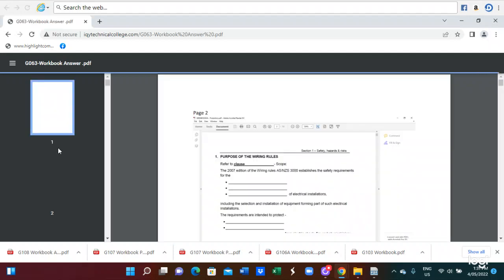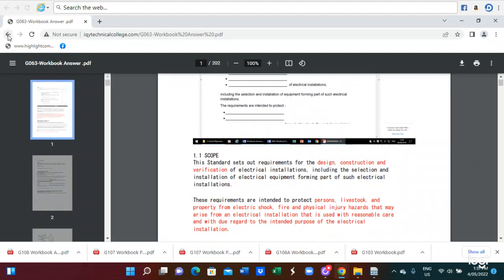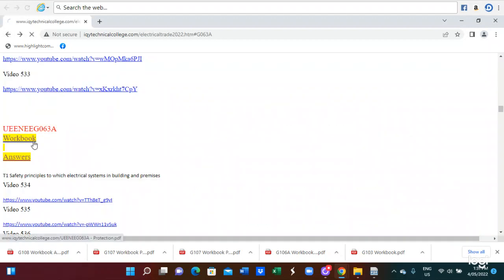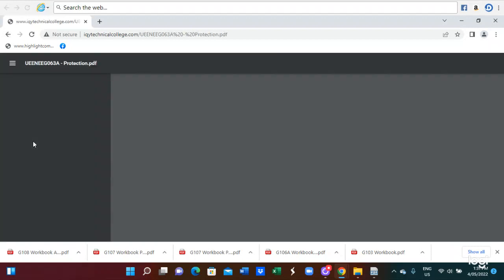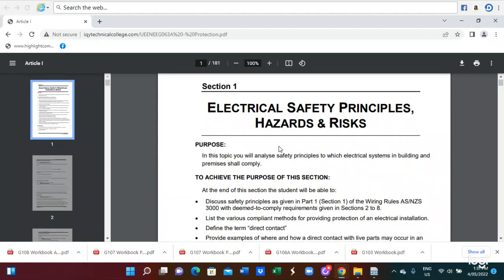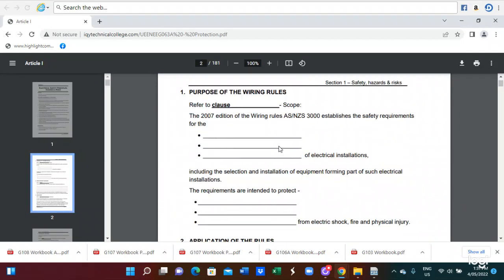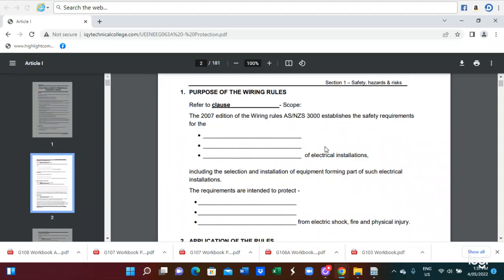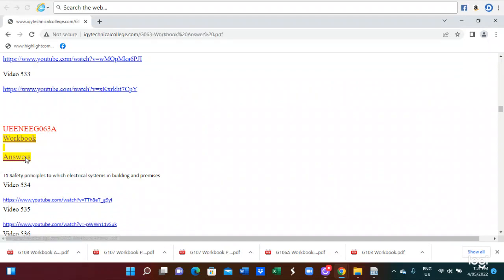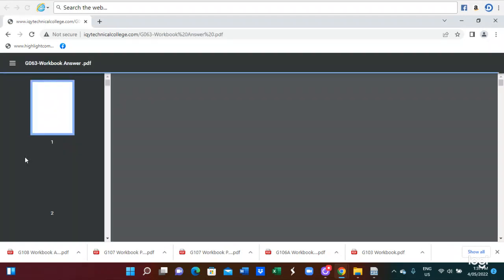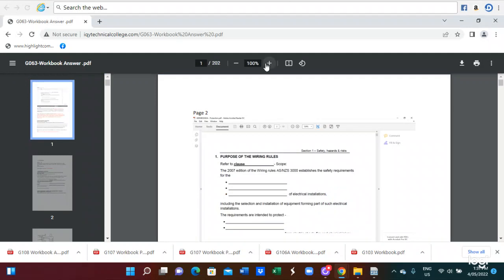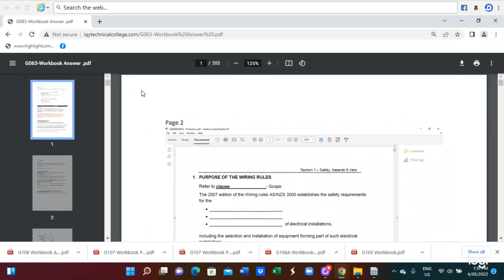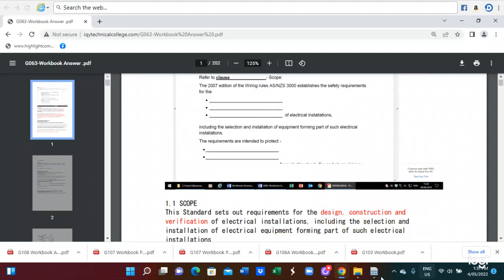Those answers are provided for the workbook questions. So here is a workbook, G063 is a workbook. On the workbook, you can see section 1, section 2, section 3. You can read the lesson. Also, there are questions, and answers for those questions are provided in the answer file. By clicking the answer, you can get the answers for the workbook. So this is how we can teach with this answer.